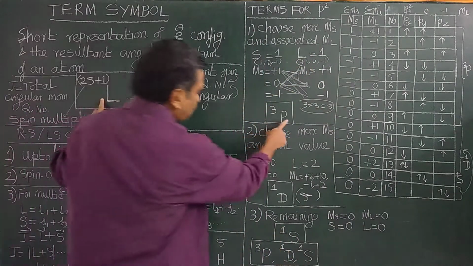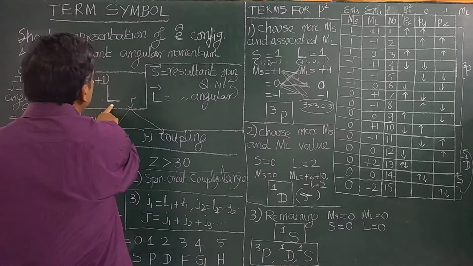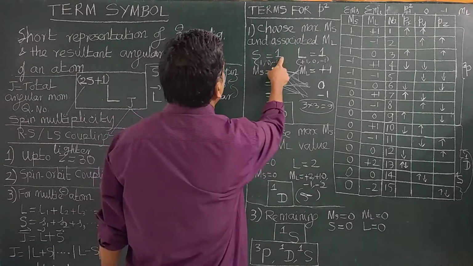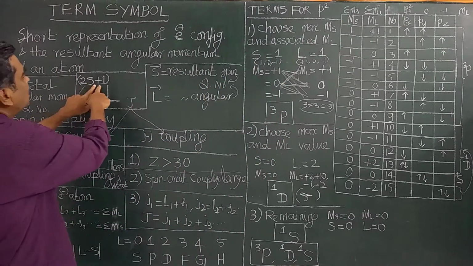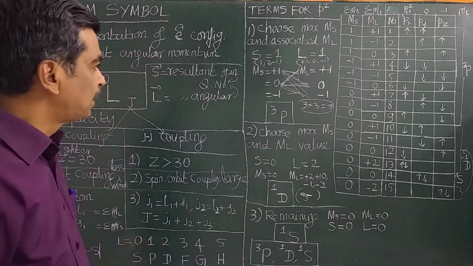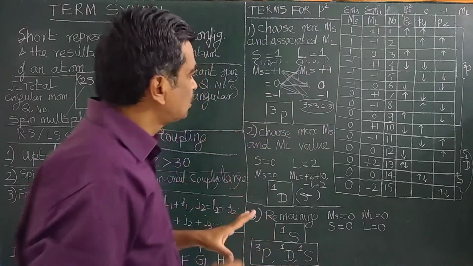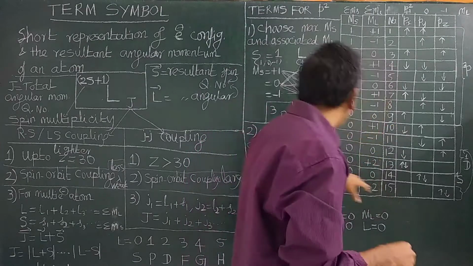Now we apply the term symbol. L equal to 1 is the P state, so P. And S equal to 1, therefore 2 into 1 plus 1 is 3, a triplet state. P triplet state, 3P. Okay. Next, we have obtained one state with 9 combinations. Now still we have 6 more.